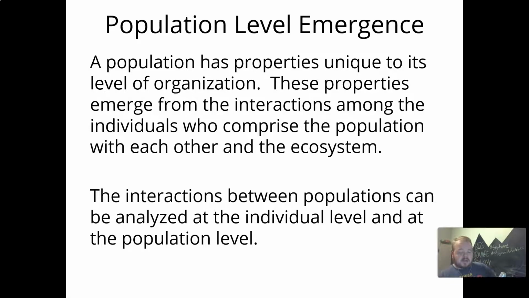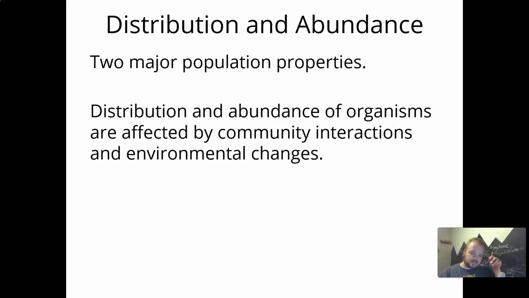Basically, these interactions between populations can be analyzed at the individual level and at the population level. It's a very, very fancy way of saying we don't see these interactions except whenever they're in a population. If you have these organisms in individual stasis without any other members of their species, you will not see these interactions. These interactions are only seen in a population. It's basically they reach a threshold of individuals and all of a sudden the behaviors take place.